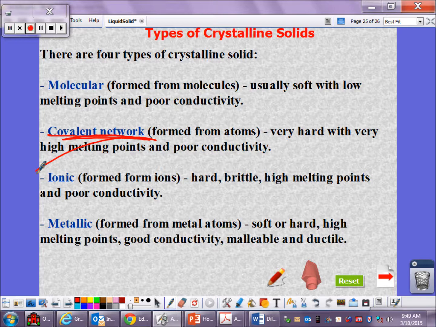So you have ionic solids, they are hard, brittle, high melting point and poor conductivity as a solid. Metallic, they are made of metals.